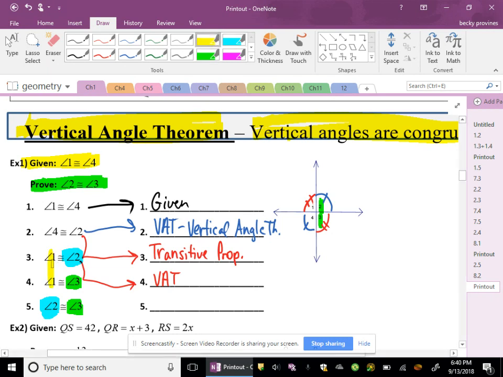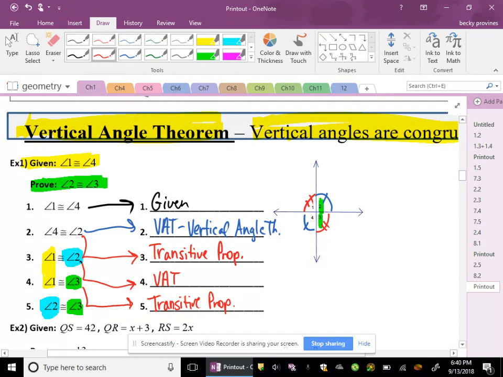Now, what do you notice that step 3 and step 4 have? They both have angle 1 in common. So since they both have angle 1 in common, we're doing the transitive property again. Since they both have it in common, we can do the transitive. And prove it.